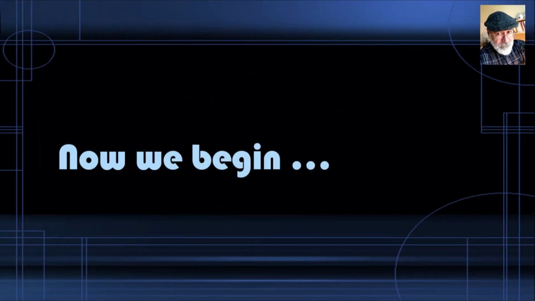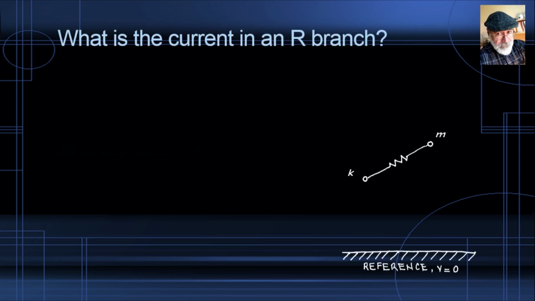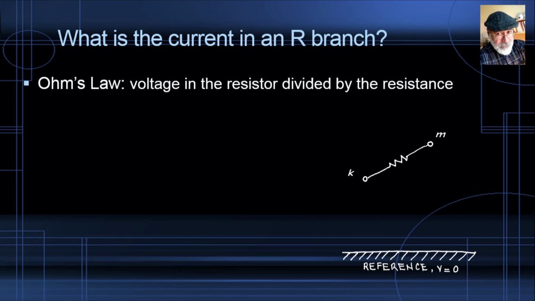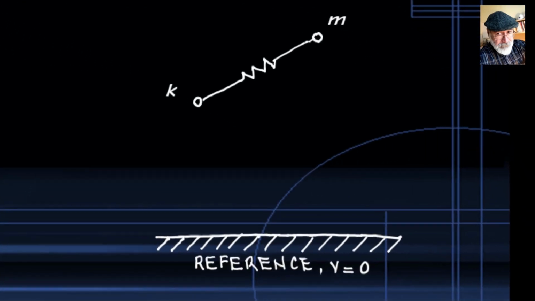And now we're ready to begin our proper lecture. And we begin with the R branch. What is the current in each one of the types of branches we have seen? Well, in the R branch, we resort to Ohm's law. The current is the voltage in the resistor divided by the resistance. Well, what voltage? What current?